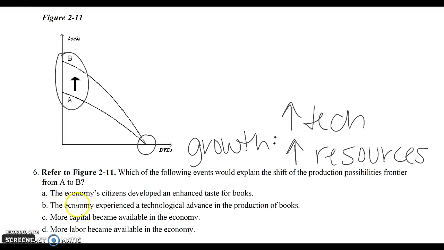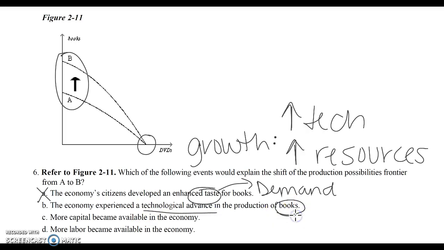So A says the economy's citizens developed an enhanced taste for books. Taste deals with demand. And we're not looking at demand because we're looking at what's being produced. So this can't be right. B says the economy experienced a technological advance. Okay, so that's good. We want that. And it's focusing on books. Okay, so that's a possibility.